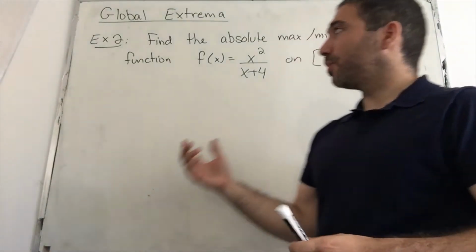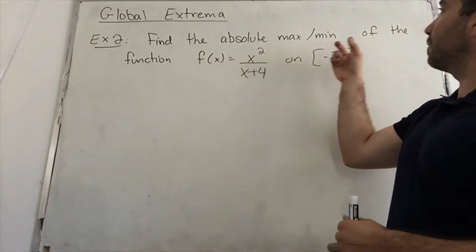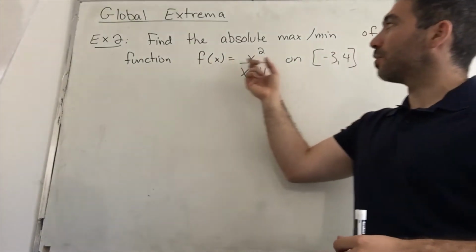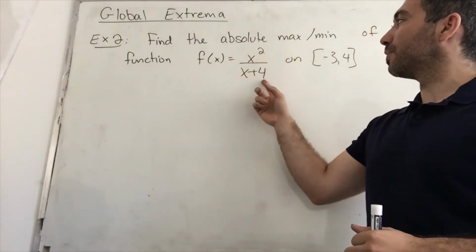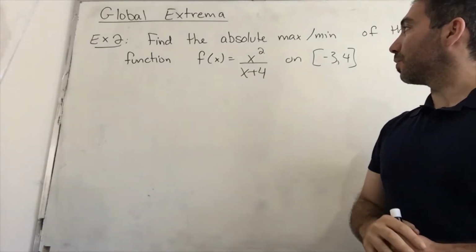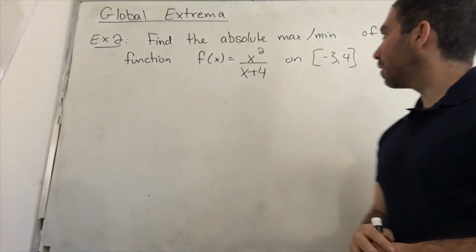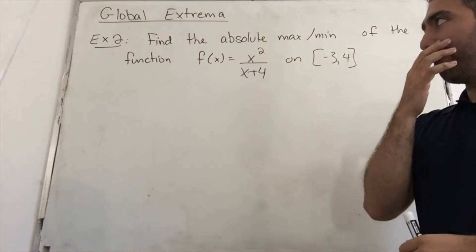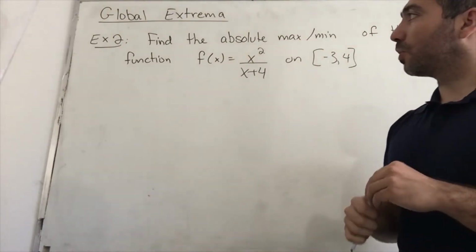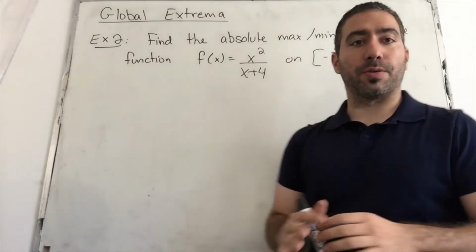So in example number 2 over here, we have to find the absolute max and min of the function f of x equals x squared over x plus 4 on the closed interval -3 to 4. Okay. So pause the video, try to do it on your own, see if you can get the right answer.